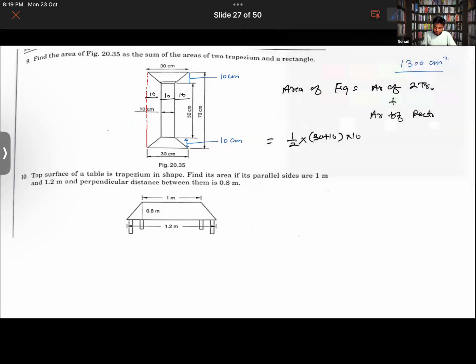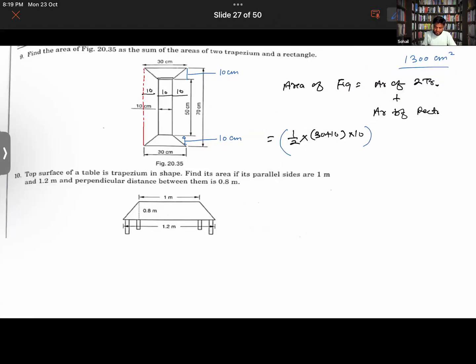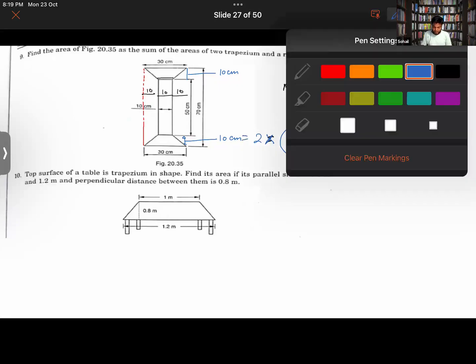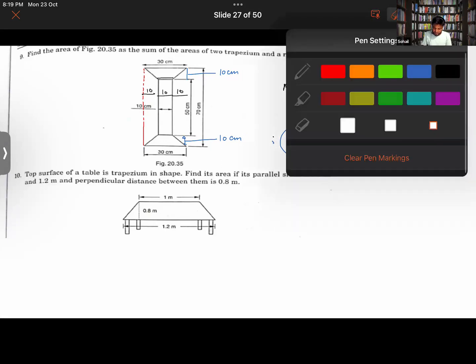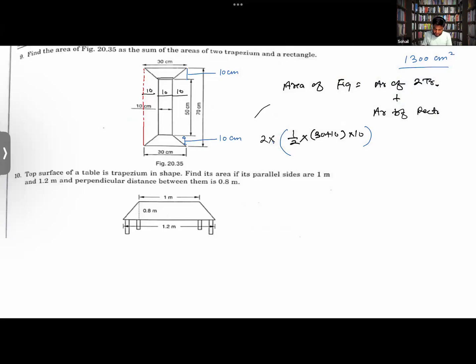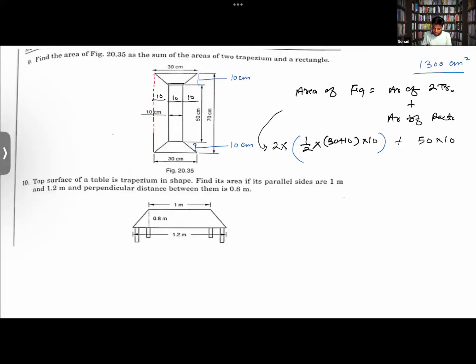Since both the trapezoids are similar, can't I just multiply it with 2 rather than adding it 2 times? Yes, sir. So I will be simply multiplying it with 2. Plus area of rectangle. So area of rectangle will be 50 times 10 now, isn't it? 500. So 50 and then this breadth is 10. The 2 can be cancelled here right now. So it will be 400, and it will be 500. So that will be 900 square centimeter, right?